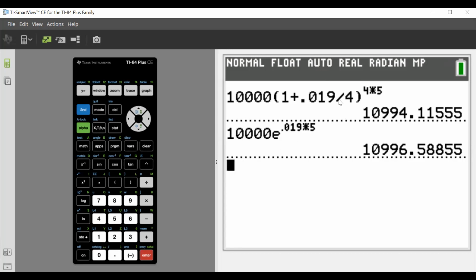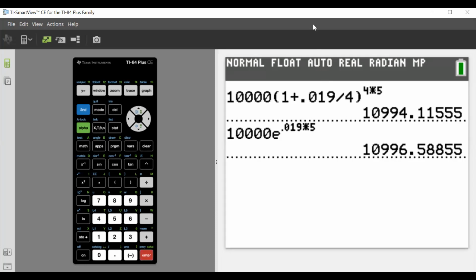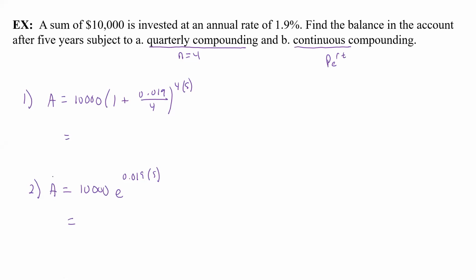And so that's how you can see the more times you compound it per year, the more money you're going to make. So continuous is the best you can get. And so that's what we'd have. So again, this one was $10,994.12. And this one was $10,996.59. And if you did it every month, that would make it a little closer to the second one, it'd be higher than this one, so it'd be in between them. And if you only did it once per year, it would be a little less than that. And so that's how you can see that the more times per year you can get it to compound, the better off you'll be as far as your money goes.